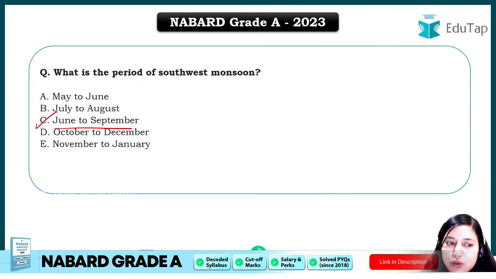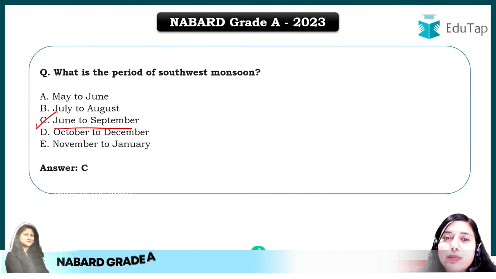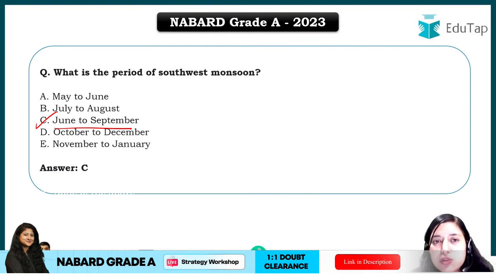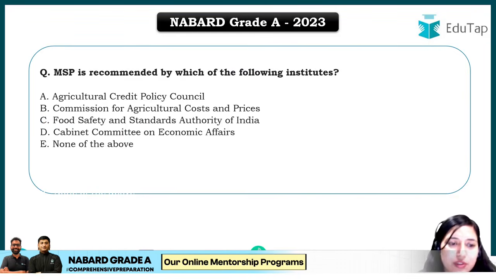Now, this question 3 was from Indian monsoon, so you have to learn about the monsoon. What is monsoon? What is southwest monsoon? What is northeast monsoon? And when did they arrive? Right? So this is the very easy question, I would say.